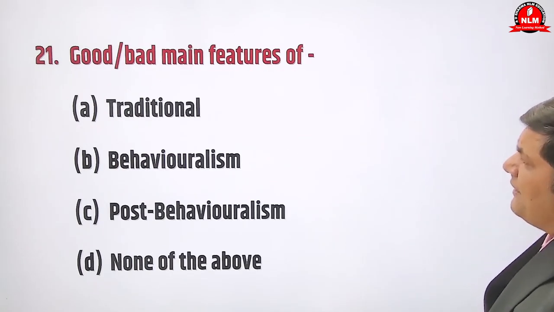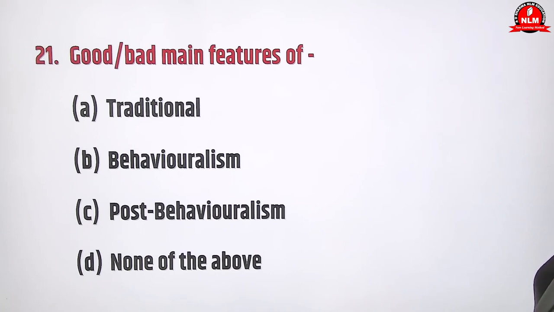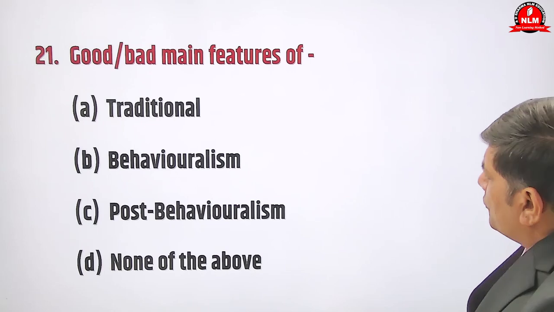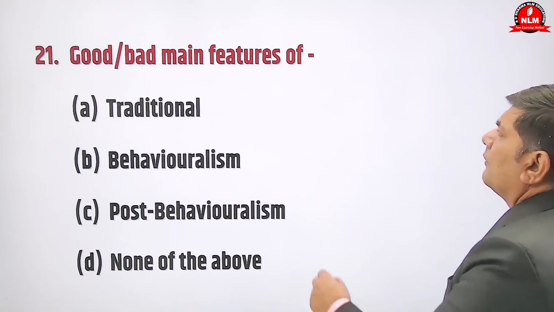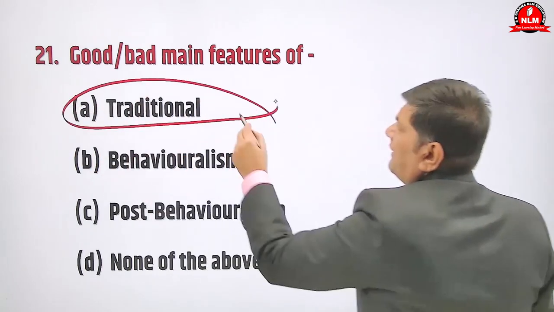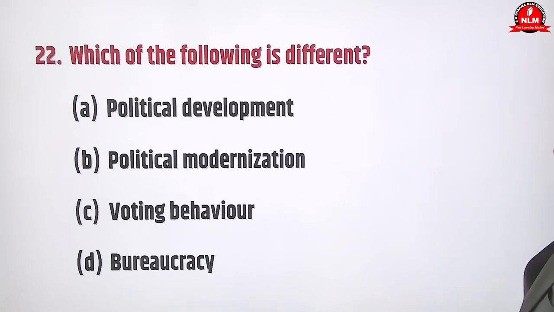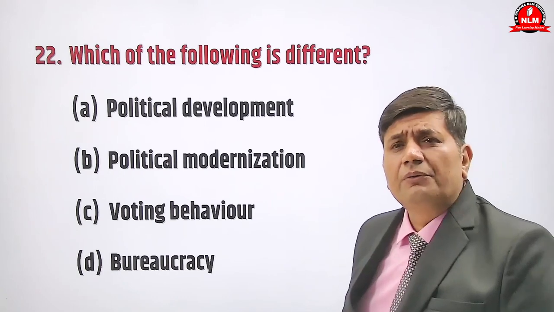Question number 21. Good and bad are the main features of which: traditional theory, behavioralism, post-behavioralism, none of the above? Good and bad is the main feature of the traditional approach perspective.